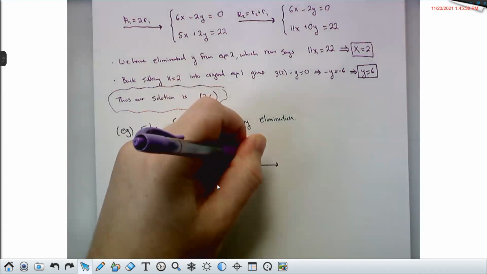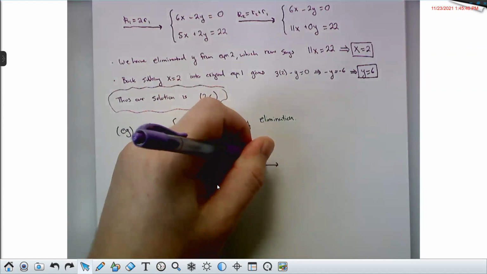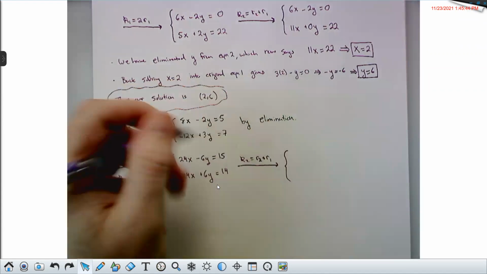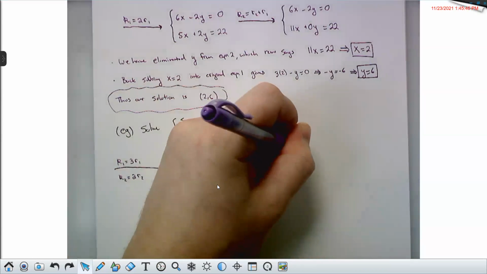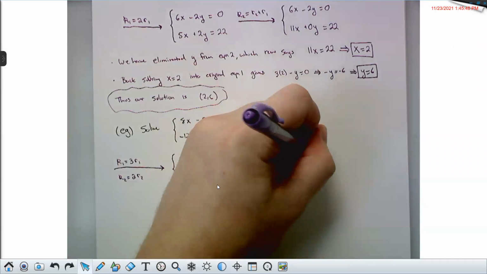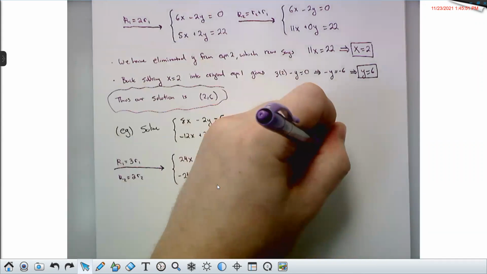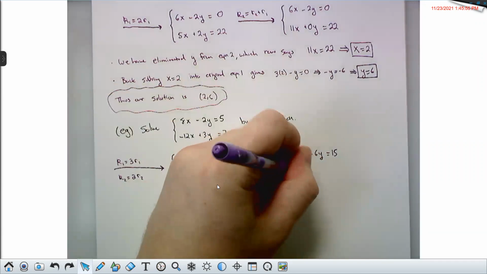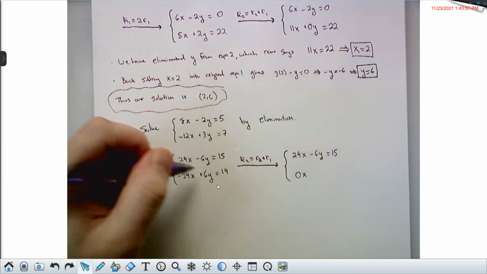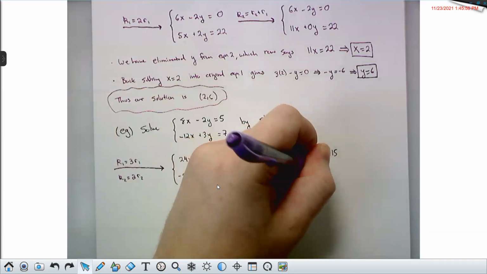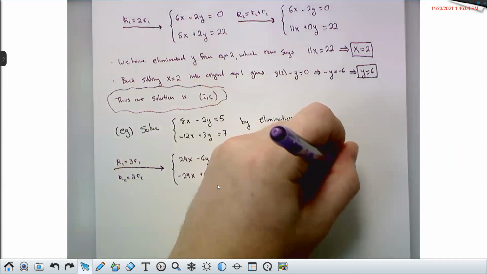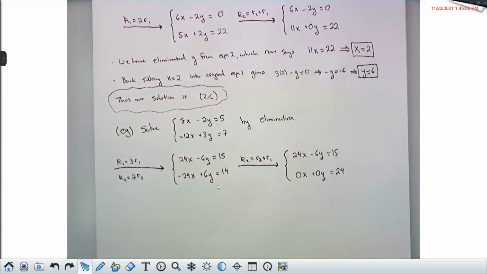So now, as before, I'll add the rows. I'll say my new row 2 is old row 2 plus old row 1, staying the same: 24x minus 6y equals 15. 24 plus negative 24 is 0x. Negative 6 plus positive 6 is 0y. And 15 plus 14 is 29. And now equation 2 is a problem.